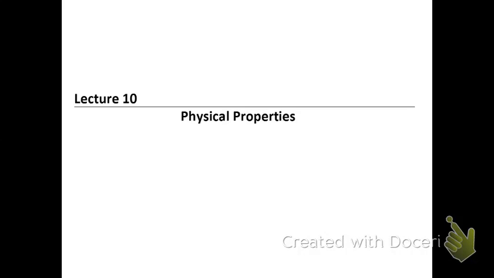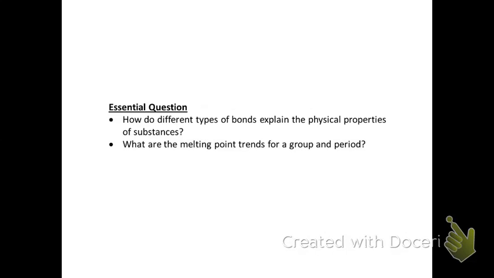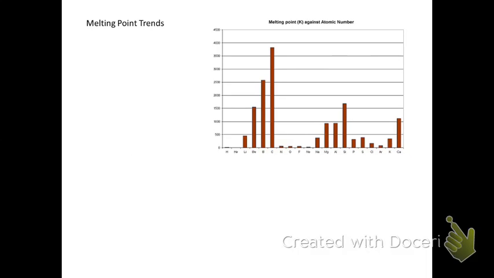Alright, welcome to Lecture 10 on Physical Properties. In this lecture, we're going to address these essential questions. How do different types of bonds explain the physical properties of substances? What are the melting point trends for a group or a period? We're going to first start out with melting point trends.